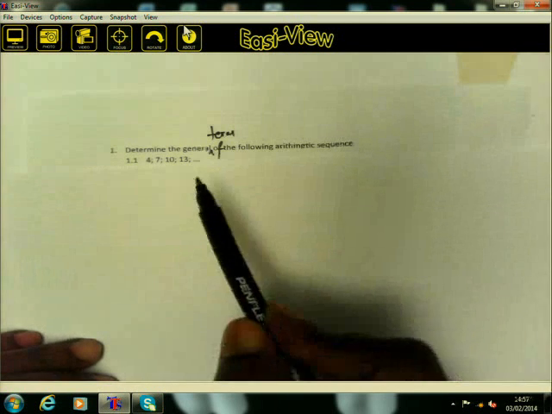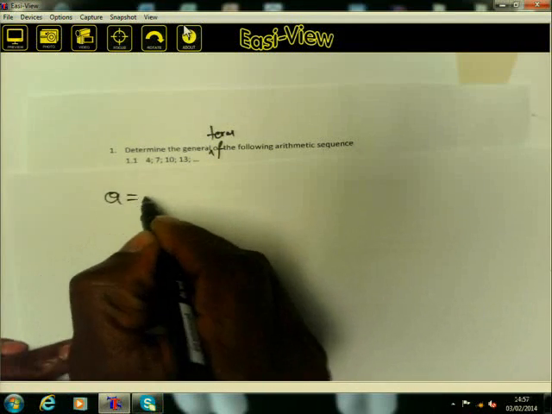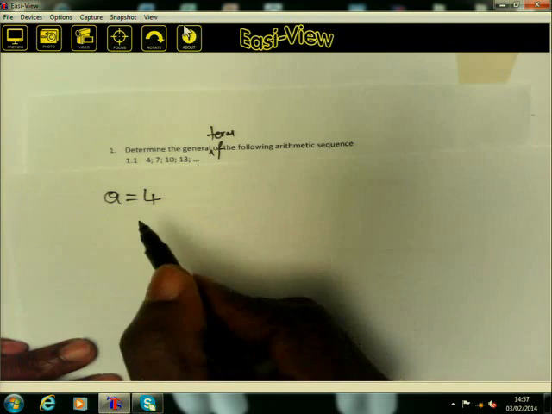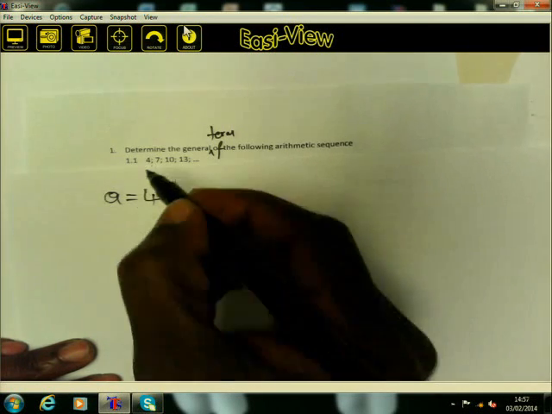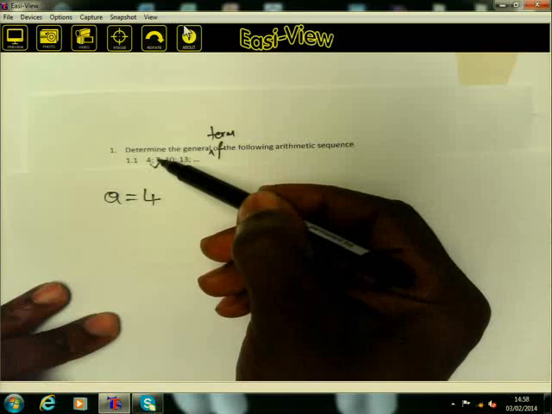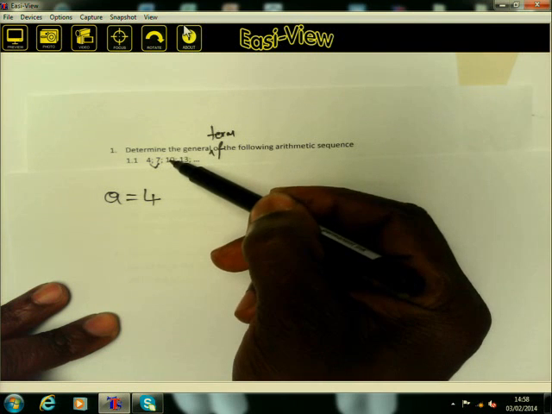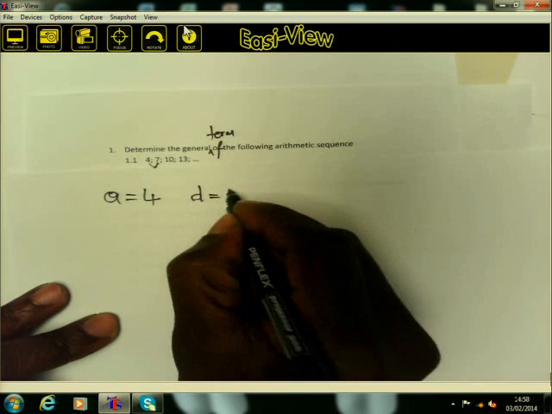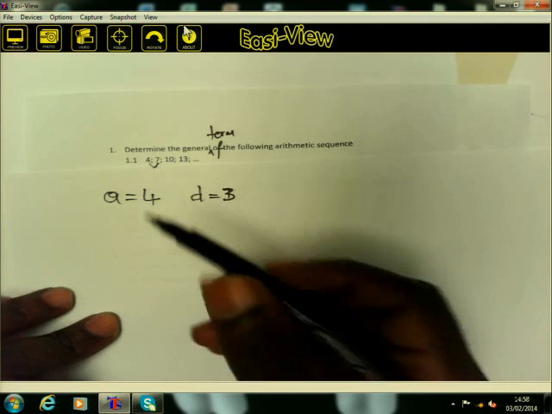So now to find the general term of this, the first thing that we need to know is A, which is equal to 4. I'll write a little bit bigger. A is equal to 4, which is the first term. And then we look at the difference. What is the difference between the terms? It is 7 minus 4, 10 minus 7, 13 minus 10. We realize that our difference is nothing else but 3. That is the difference.